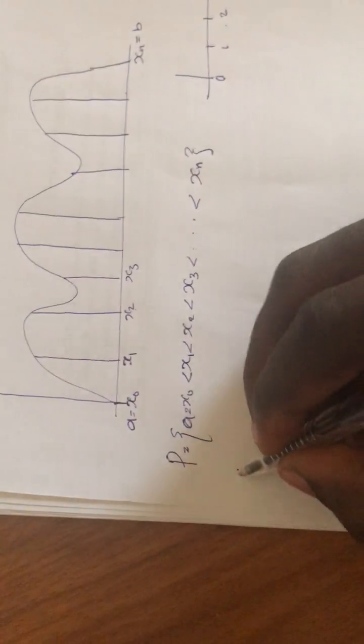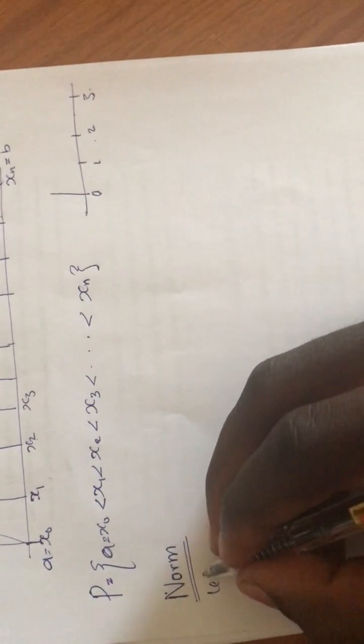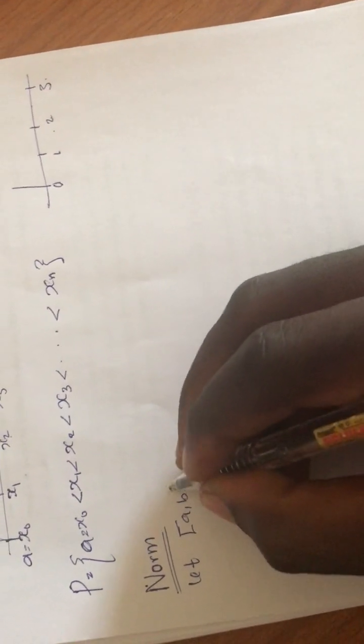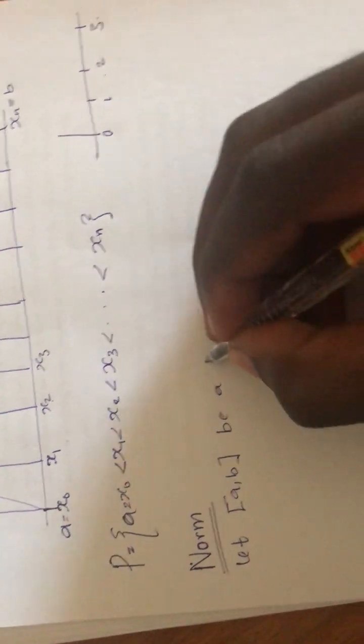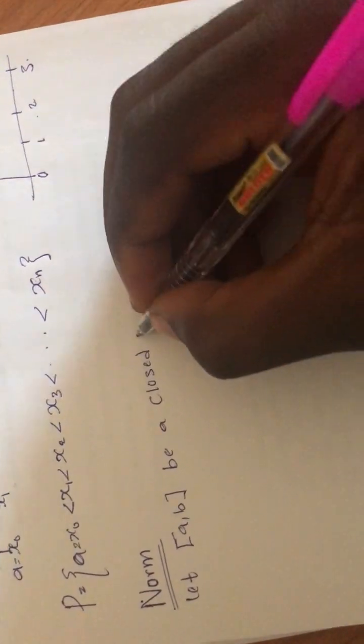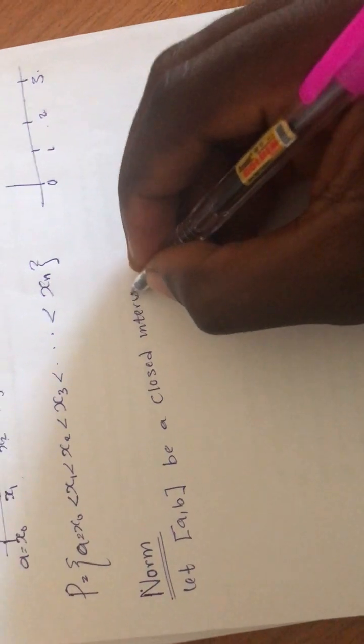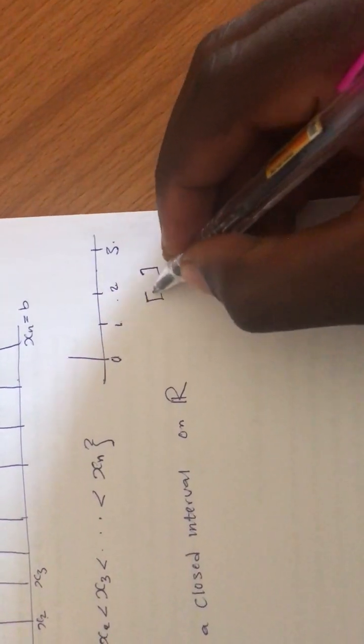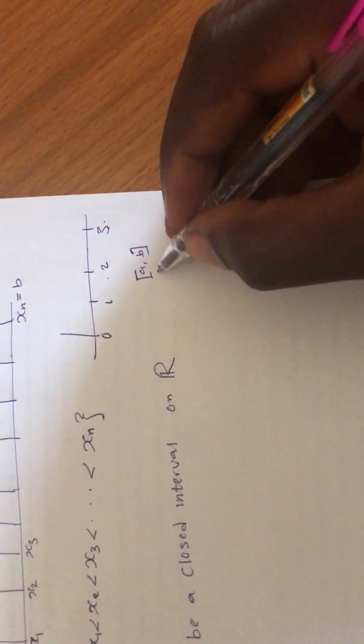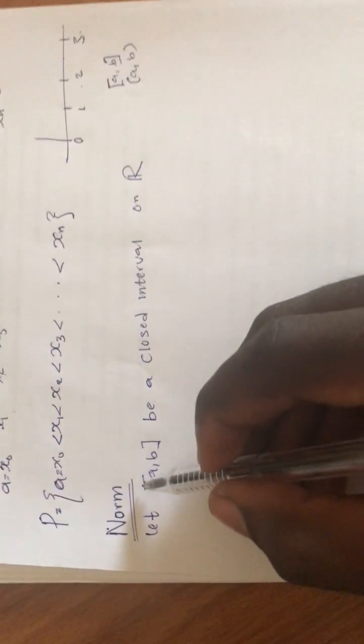Now let's talk about the norm of a partition. Let [a, b] be a closed interval. Of course, it is a closed interval, because in mathematics, if you have this kind of bracket, it shows that a and b are inclusive. But if you have this kind of bracket, it shows that a and b are not inclusive. So having this kind of bracket is telling you that it is a closed interval.